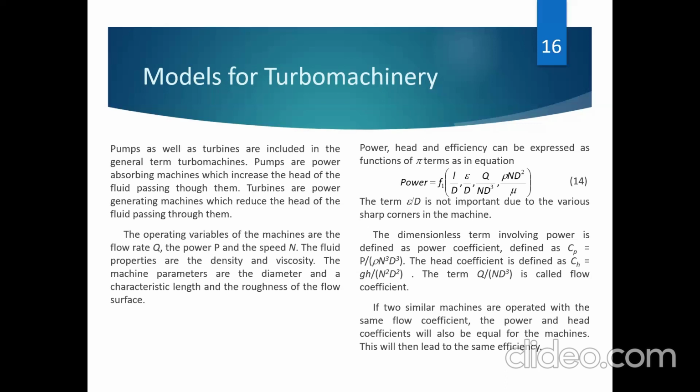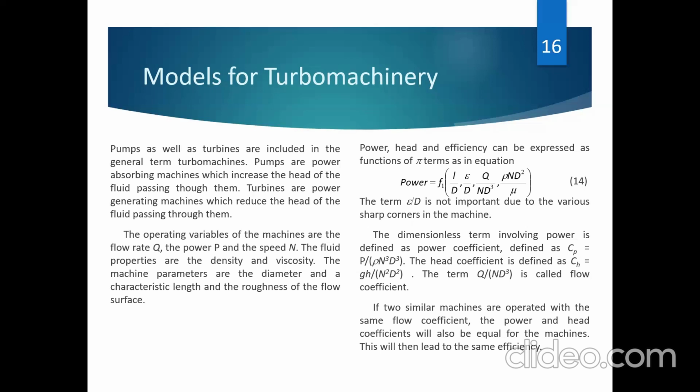So, the power, head, and efficiency can be expressed as functions of pi terms. Power is F1 of L over D, A over D, Q over N D cubed, rho N D squared over mu. The term A over D is not important due to the various sharp corners in the machine, so it is not included. The dimensionless term involving power is defined as the power coefficient, Cp is equal to P over rho N cubed D to the fifth. The head coefficient is defined as Ch is equal to g H over N squared D squared. The term Q over N D cubed is called the flow coefficient for turbomachines.